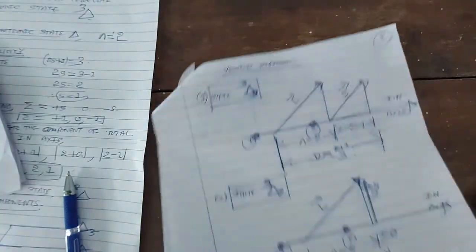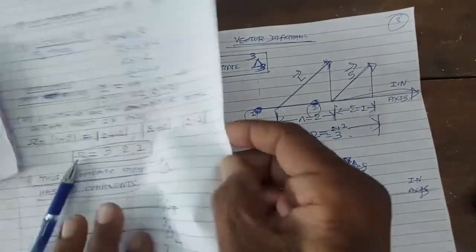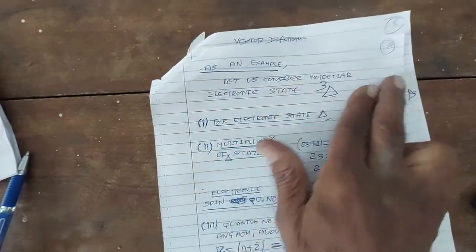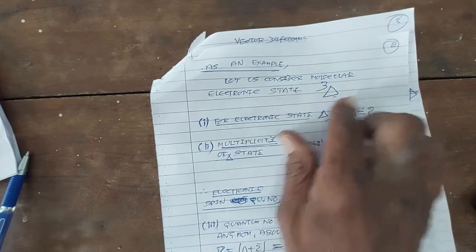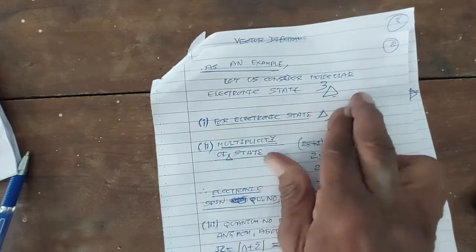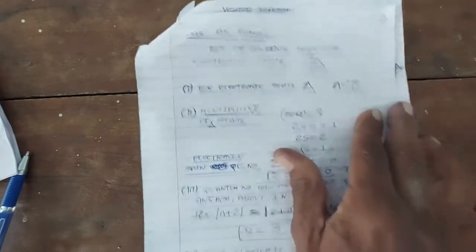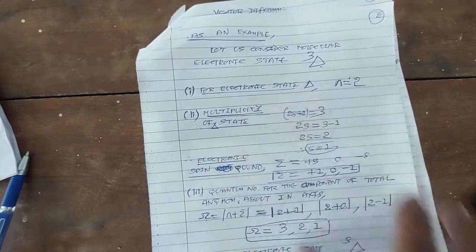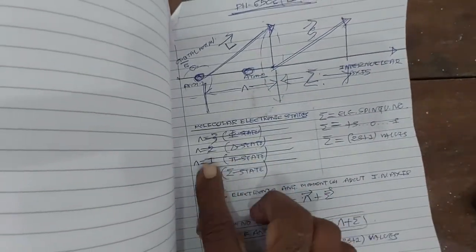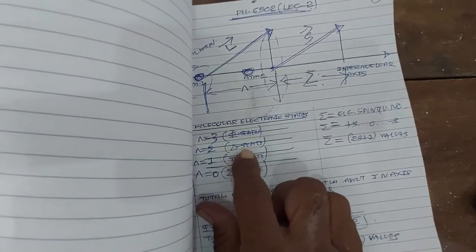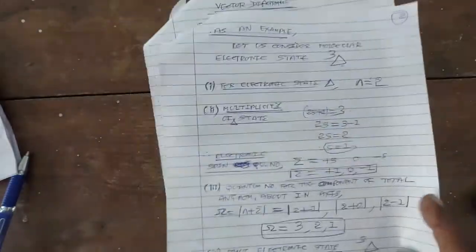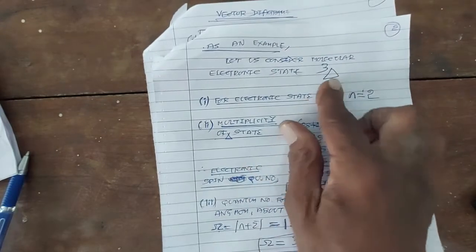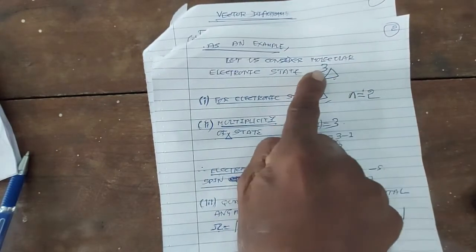We have taken this example. Okay, that we have considered. Let us consider the molecular electronic state delta, for which the value of lambda is 2. For molecular electronic state sigma, lambda is 0. For pi state, lambda is 1, and for molecular electronic state delta, lambda is 2. Lambda is 2. Now you are given the state delta and the left hand side superscript is 3.